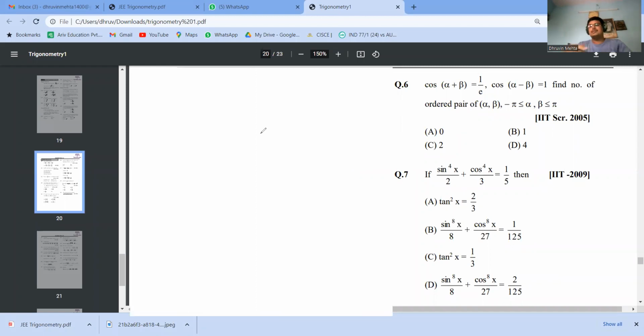Cos of alpha plus beta is 1 upon e. Cos of alpha minus beta is 1. Then we have to find the number of ordered pairs of alpha and beta, where alpha and beta are between minus pi and pi. When they say minus pi and pi, it means all four quadrants.